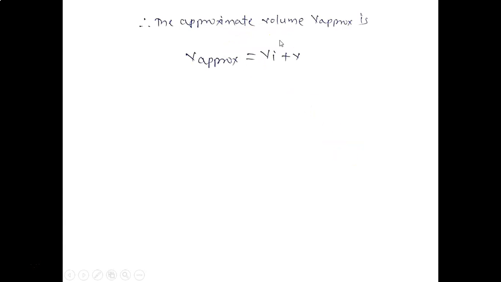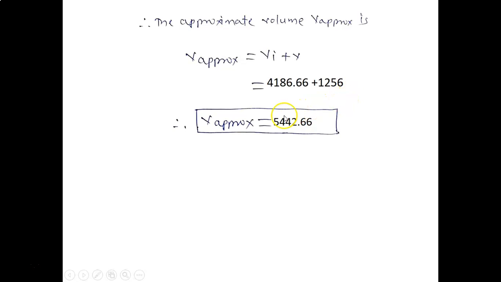Now the approximate volume, V approximate, is equal to Vi plus small v. Therefore, substituting the value of Vi and small v that we obtained previously, which is equal to 4186.66 plus 1256. Therefore, V approximate is equal to 5442.66. This is the value of V approximate.